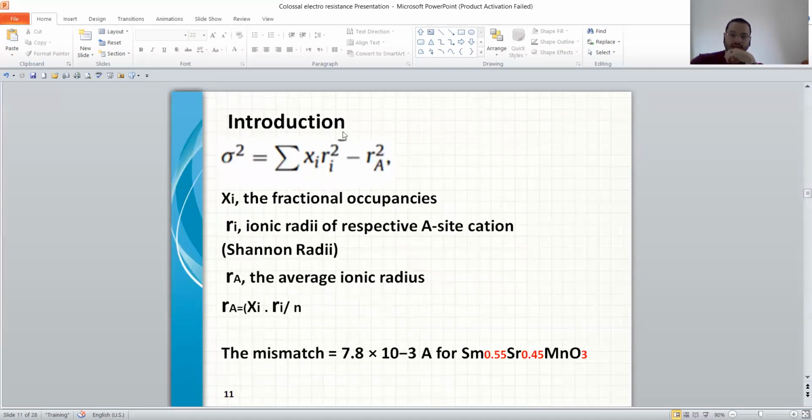Now we'll use this equation to calculate the mismatch. Here, the summation, xi is the fractional occupancy, and ri is the ionic radius of the respective A cation size. We can find the radii values for these two elements from Google. The average ionic radius we can calculate by using this equation, summation of xi times ri divided by n. And the mismatch will be 7.8 times 10 to the power of minus 3 angstrom for this structure.